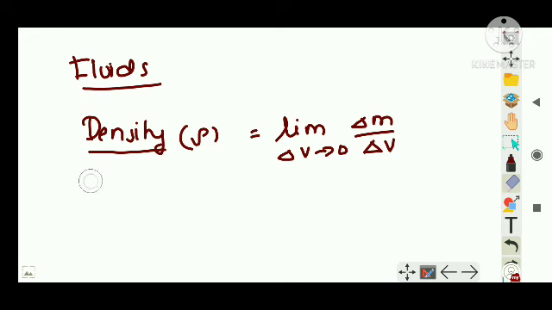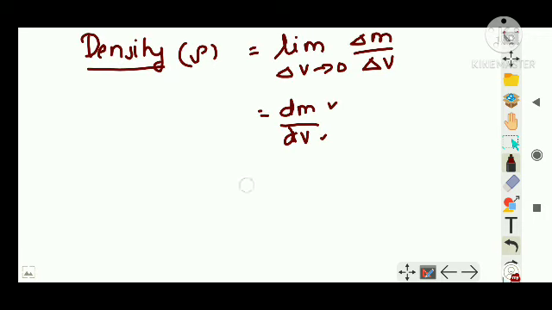That's why you usually write density as the limit as delta v tends to 0 of delta m by delta v, or I can say it is dm by dv, a small amount of mass in a small amount of volume. And what is the dimensional formula of density? It is mass by volume, means ML raised to -3. And what is the SI unit? Kilogram per meter cube.